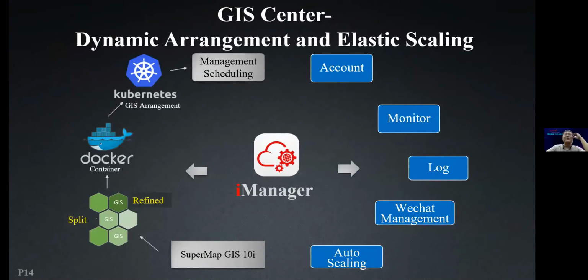And after we split and refine the GIS services and use Docker as a container to organize all of these services, then we choose Kubernetes, which is also a new IT technology, to achieve the function of management and scaling. And it can help us with dynamic arrangement and elastic scaling.